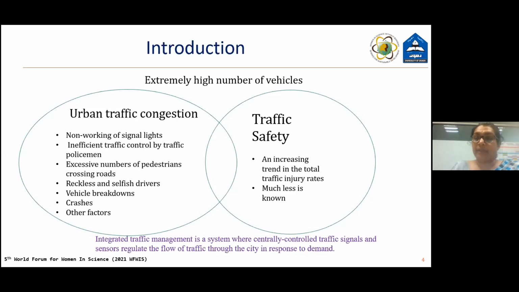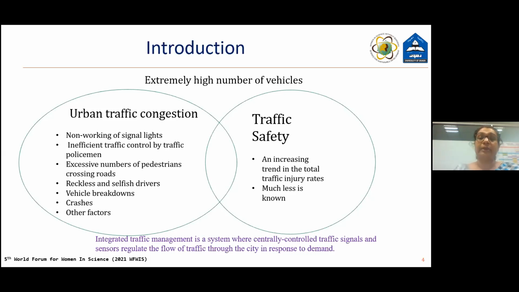Therefore, we might need to do something in order to reduce the congestion level and also improve the level of services. We could also see frequent vehicle breakdowns on the roads, and crashes, due to which a lot of delays are happening. And many other factors are also contributing to the congestion level as well.